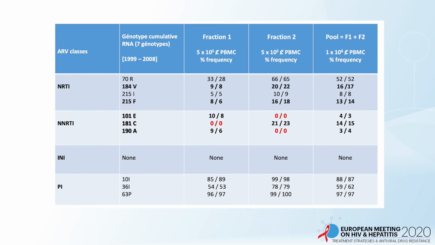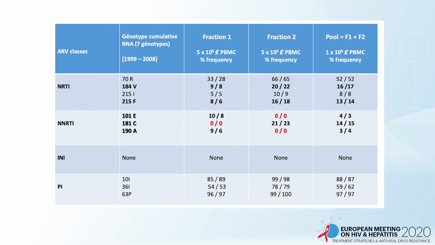This case illustrates the importance of testing a large amount of DNA. Profile of cumulative RNA genotypes corresponding to 7 genotypes performed between 1999 and 2008. At least 2 PBMC fractions were tested separately and as a pool, in duplicate by Illumina. As you can see, drug resistance mutations involved in the major resistance to an RTI were not detected in both fractions.